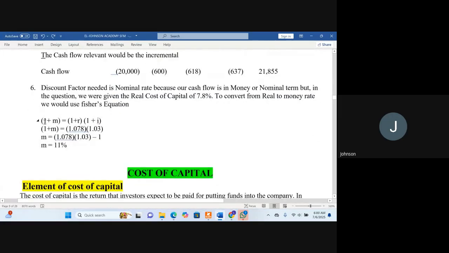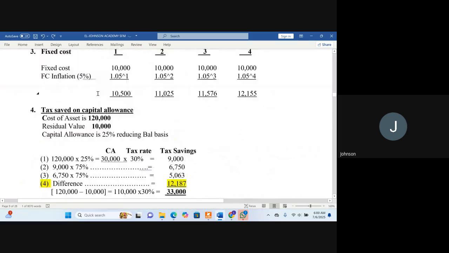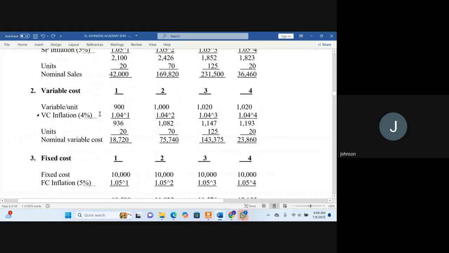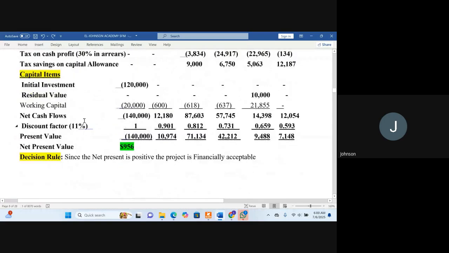So when I say 1 plus M equals 1 plus R times 1 plus the inflation rate, we already know what our R is, 7.8%, but we are looking for the inflated amount. When you work it out mathematically, you are going to get 10%. So that 10% is what you are going to use as your discount factor, using 1 plus R with power minus N. Remember all those things.